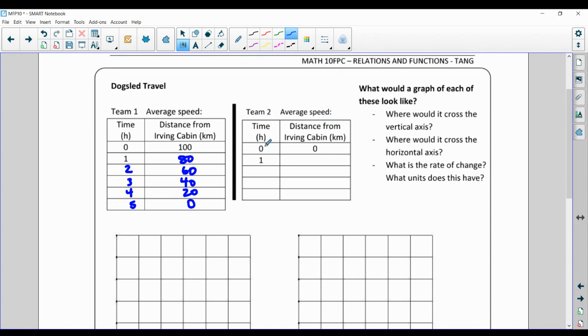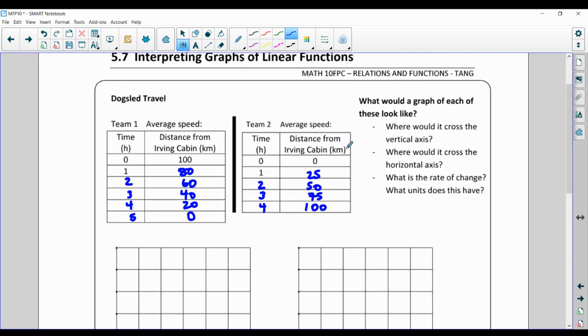Team 2, at 0 hours, was 0 distance from the cabin. Okay, after 1 hour, they were 25 kilometers away from the cabin. After 2 hours, they were 50 kilometers away from the cabin. We're going to continue this pattern. So at 3 hours, 75 kilometers, and 4 hours, 100 kilometers. So one of the teams was traveling toward the cabin. Team 2 was traveling away from the cabin.